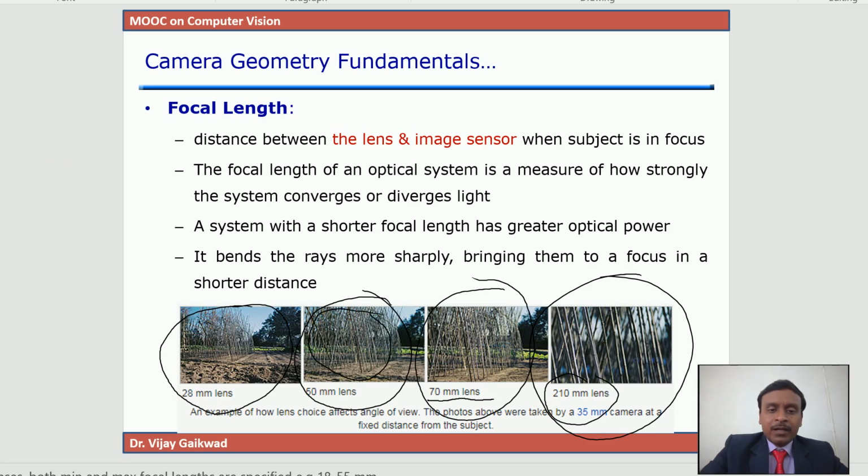So if the focal length is increased, you get a very amplified view, while if the focal length is very small, you get a holistic view. That's why it is said that a system with a shorter focal length has a great optical power.